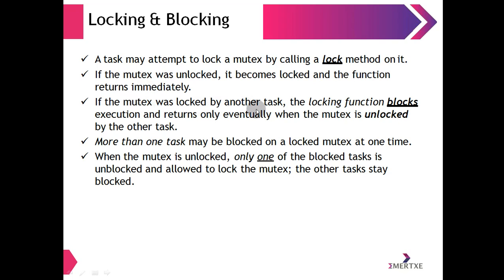If the mutex was locked by another task, the locking function blocks the execution and returns only eventually when the mutex is unlocked by the other task. More than one task may be blocked on a locked mutex at one time. So this is the deadlock situation where more than one task, suppose two tasks, two cats, try to grab the mutex coin. How it happens? More than one task may be blocked on a locked mutex at one time. When the mutex is unlocked, only one of the blocked tasks is unblocked and allowed to lock the mutex. The other tasks stay blocked.